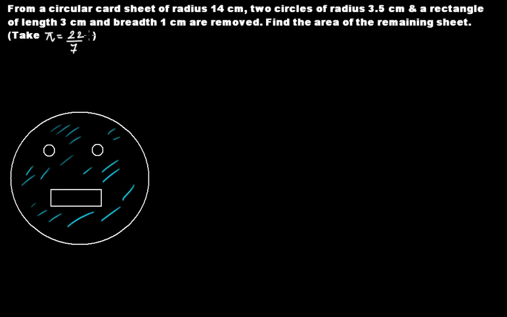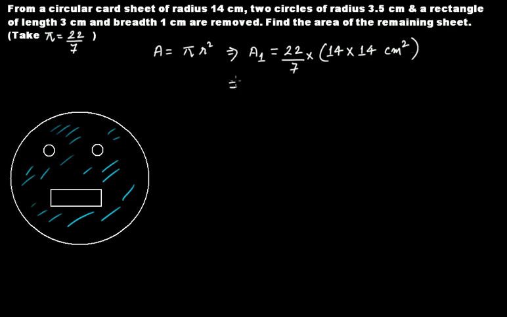Now, we know that area is given by A is equal to pi r square. This much we know. So if we find the area of this larger circle, let's represent it with A1. So A1 becomes pi, which is already given as 22/7, times r, which is 14, so 14 times 14 centimeter square. If you multiply centimeter with centimeter, it becomes centimeter square.